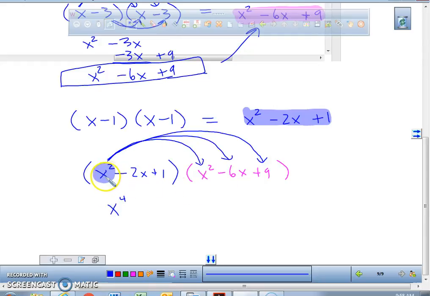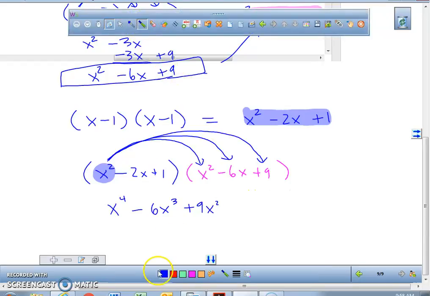Good. All right. X squared times a negative 6x. Anybody want to volunteer? Raise your hand. Go ahead and choose one of them. Negative 6 what? 6x to the 3rd. Good job. All right, x squared times a 9. 9x squared. Okay, we're good. Now listen. That's the product of the x squared times each one of those.